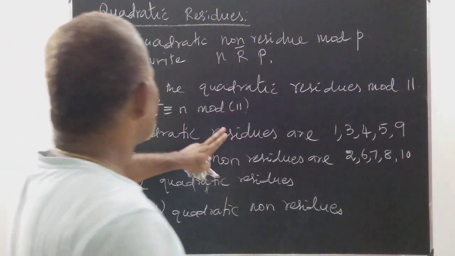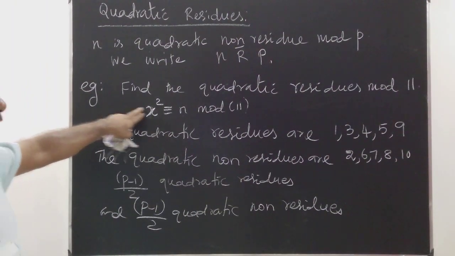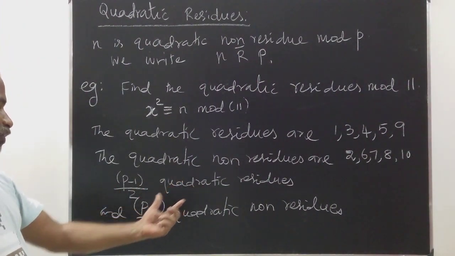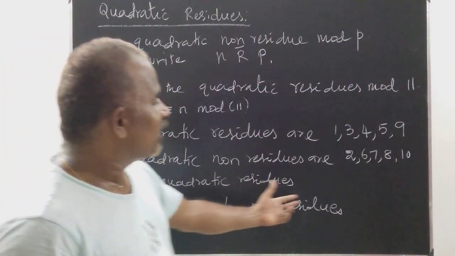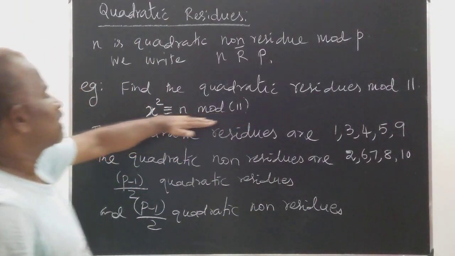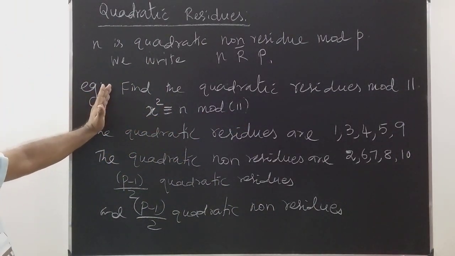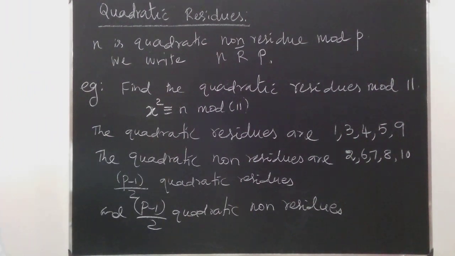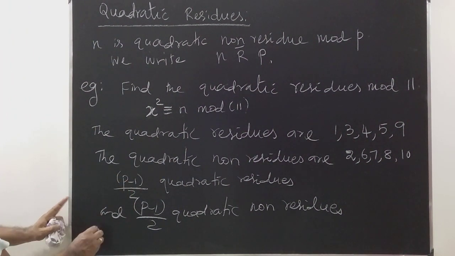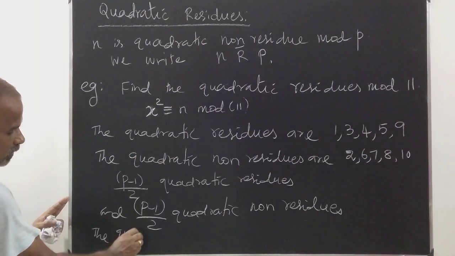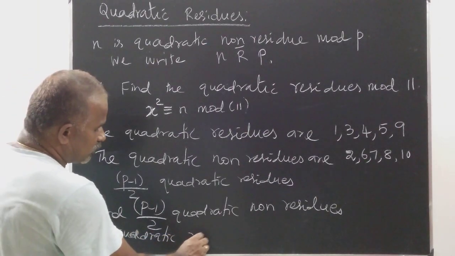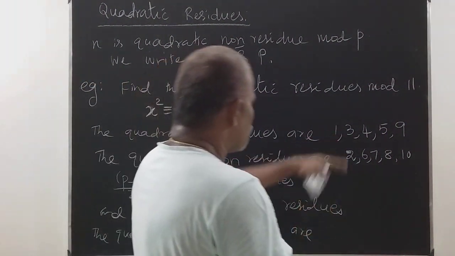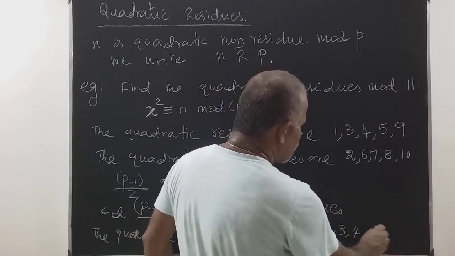Understood clearly. So this is most important. For p minus 1 by 2 quadratic residues, p minus 1 by 2 quadratic non-residues for this quadratic congruence. So find the quadratic residues mod 11. The quadratic residues mod 11 are 1, 3, 4, 5, 9.